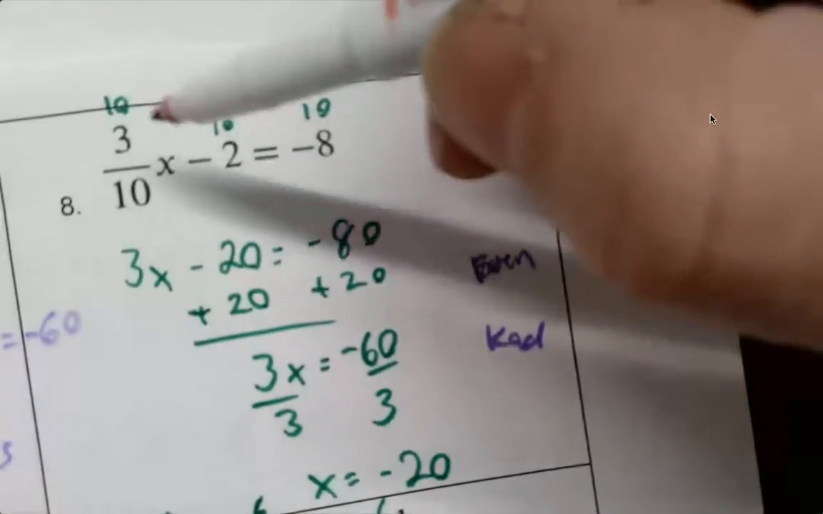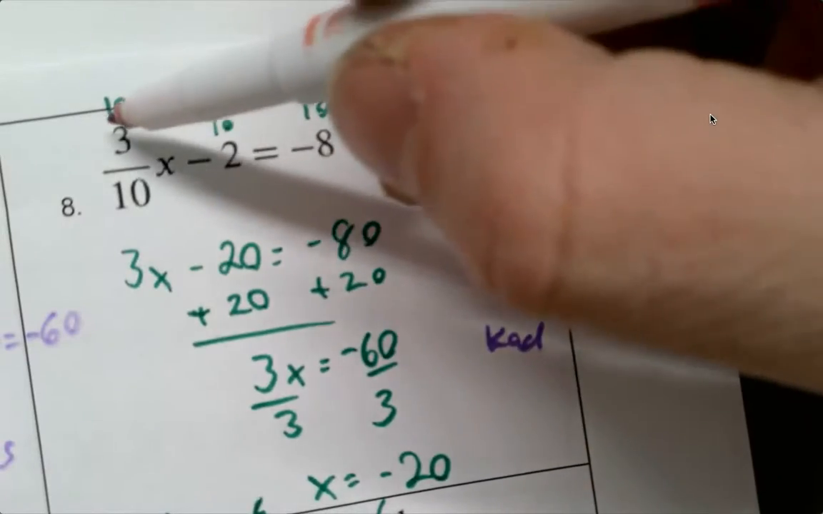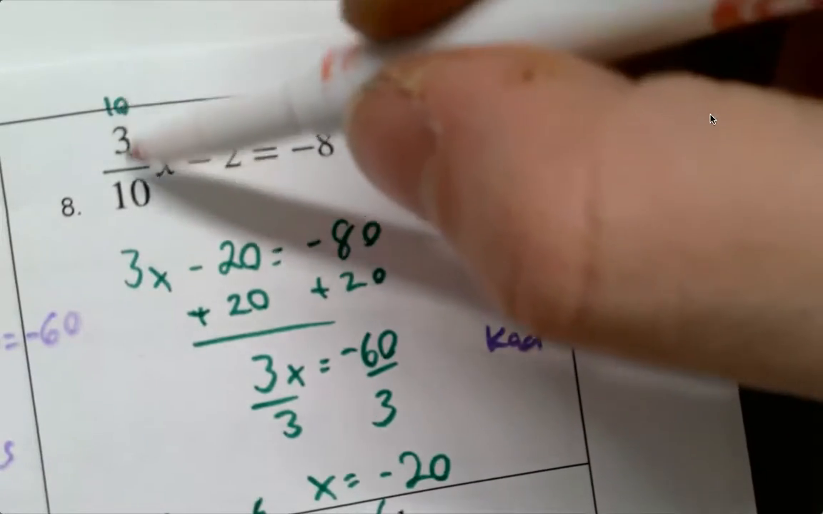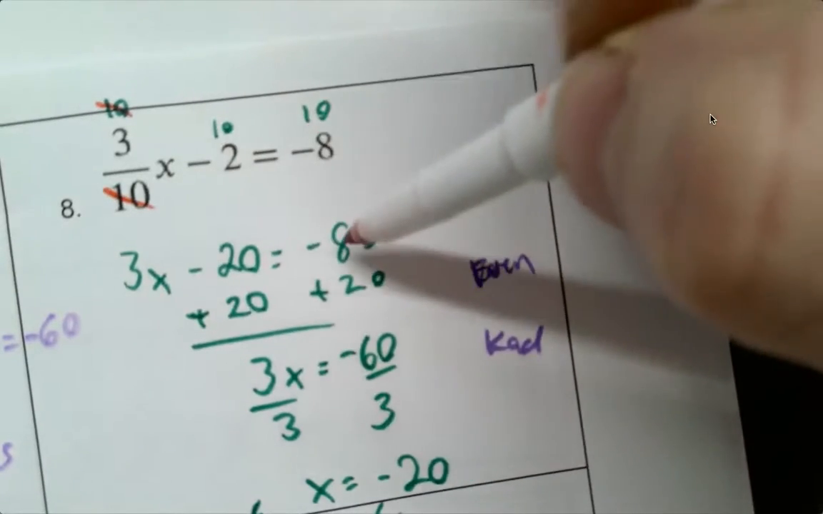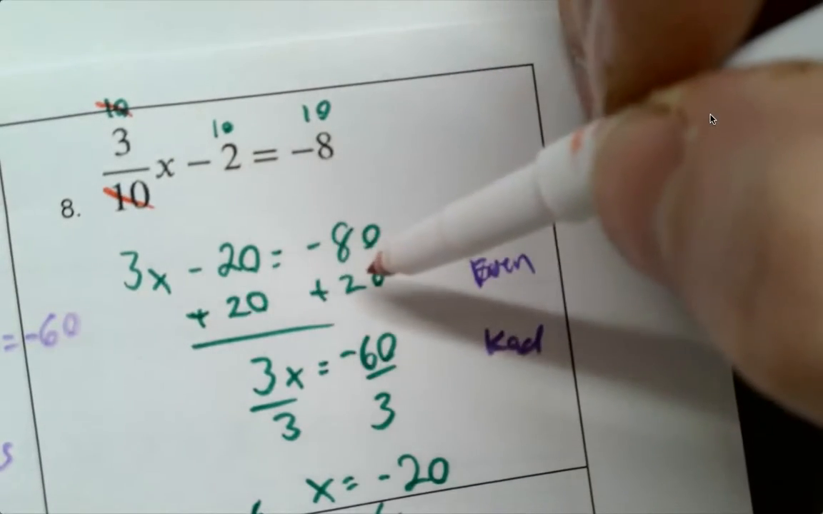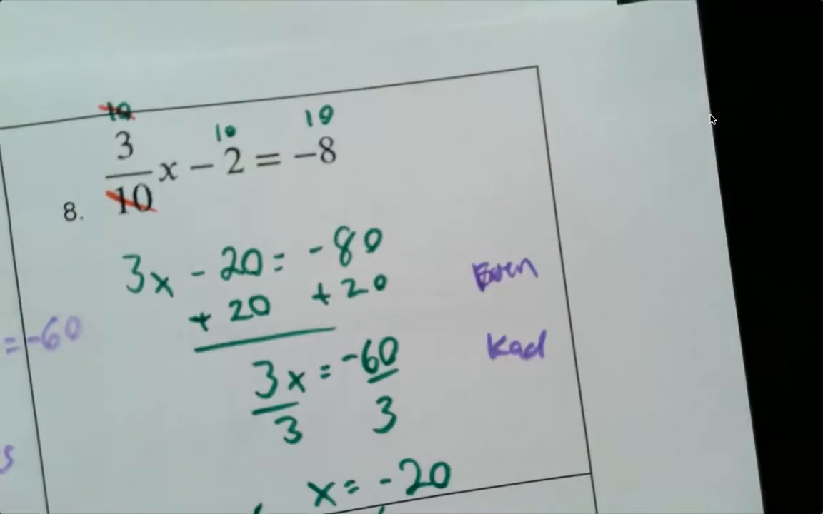Notice there's only one fraction. But to clear that one fraction, you multiply everything by 10. So I multiply everything by 10. And this 10 clears that 10, and you're left with 3x minus 20 minus 80. Plus 20 to both sides, you get negative 60. Divide by 3, you get negative 20.